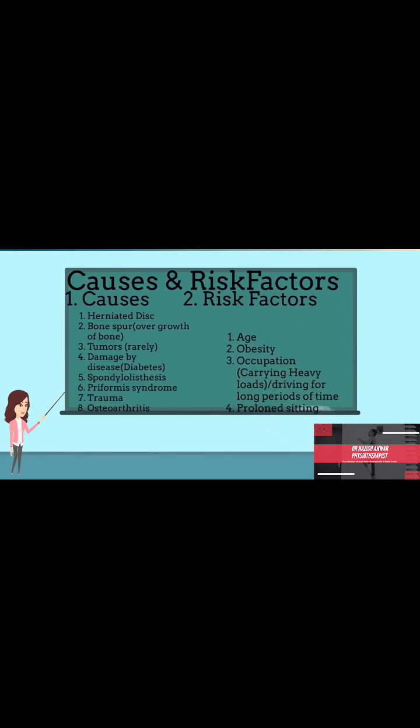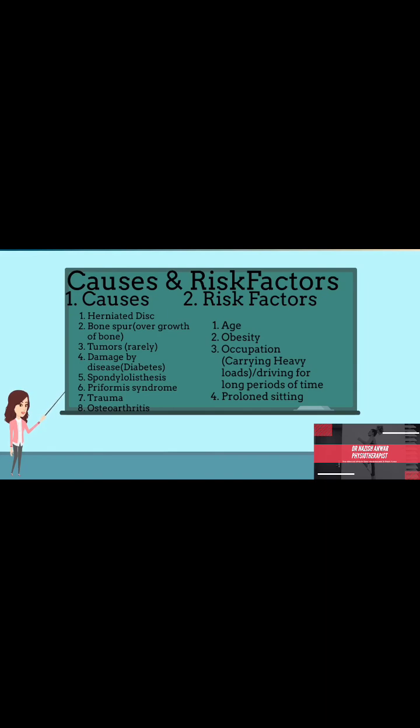Now we move on toward the important slide of this lecture, causes and risk factors associated with sciatica. First we discuss causes, then we discuss risk factors. The number one cause is herniated disc. A herniated disc is a condition in which the annulus fibrosus, the outer portion of the vertebral disc, is torn, enabling the nucleus, the inner portion, to herniate or extrude through the fiber.